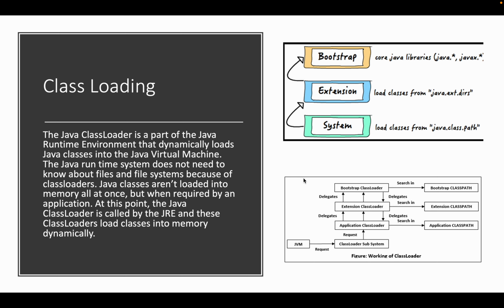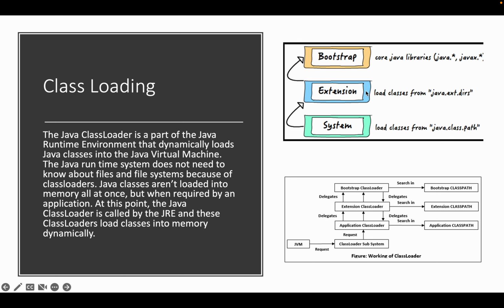The Java class loader is a part of the Java runtime environment that dynamically loads classes into the Java virtual machine. And the Java runtime system does not need to know about files and file systems because of class loaders. Java classes aren't loaded into memory all at once, but some are loaded when they are required by an application. At this point, the Java class loader is called by the JRE, Java Runtime Environment, and these class loaders load classes into memory dynamically.